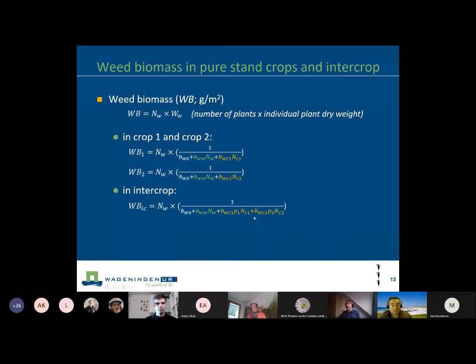Now, ideally, we should conduct an experiment with many different crop plant densities. And if we would do that in different mixing ratios, then we would be able to determine those parameter values. But many of the experiments that are published in literature and that also we've conducted ourselves, they do not have that detailed information because they are simply laid out in a restricted number of treatments. So we should go for another way.